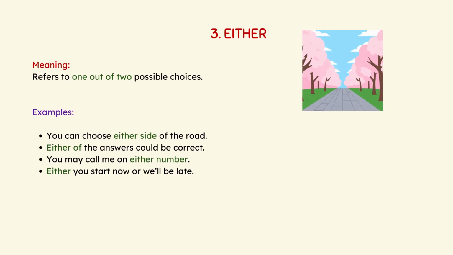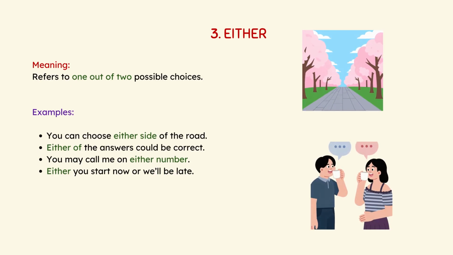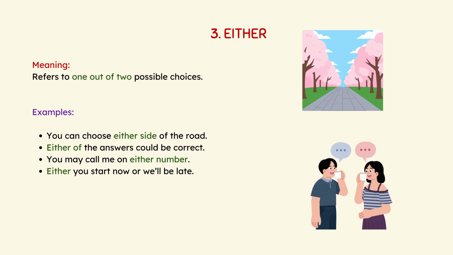Now, either. Either refers to one out of two possible choices. It is used when there are only two options and one of them can be chosen. Let's look at some examples. You can choose either side of the road.